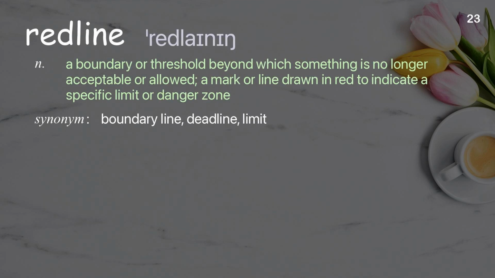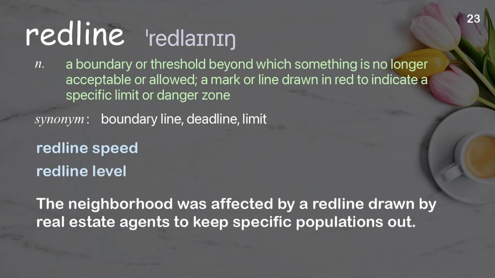Redline. A boundary or threshold beyond which something is no longer acceptable or allowed. A mark or line drawn in red to indicate a specific limit or danger zone. Examples: Red line speed. Red line level. The neighborhood was affected by a red line drawn by real estate agents to keep specific populations out.